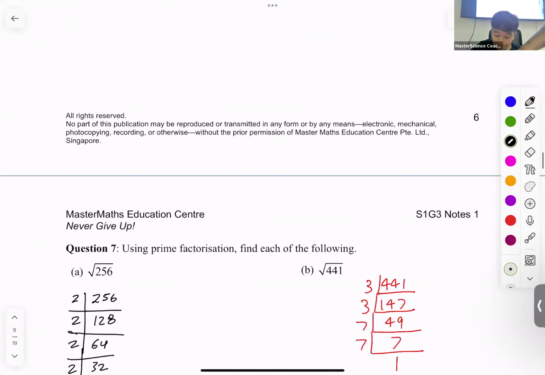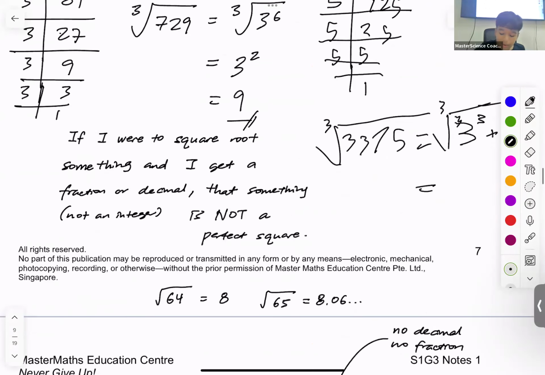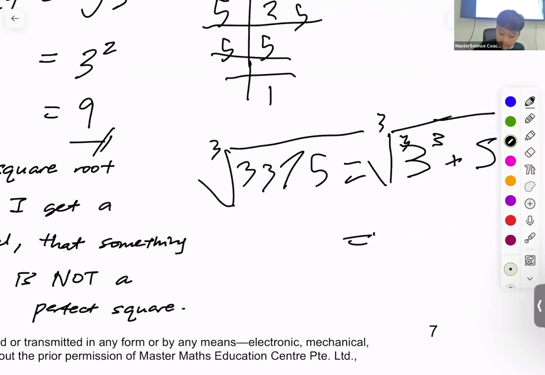So if you divide by 3, what happens to the power 3? Power 1. So write 3. For power 1, do I need to write power 1 there? No. Then times 5, the 5 also power 1, right? So what is 3 times 5? 15. Okay, confirm for me with your calculator. Cube root 3375. Do you get 15? Yes, 15. Okay, sit down.